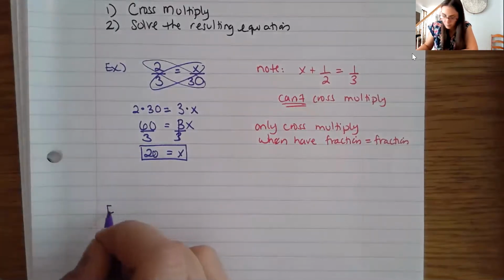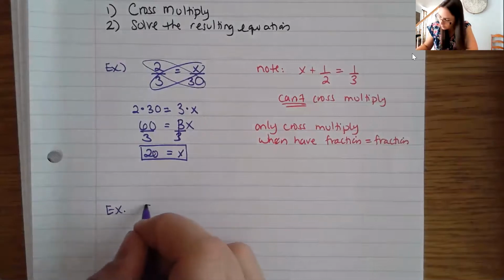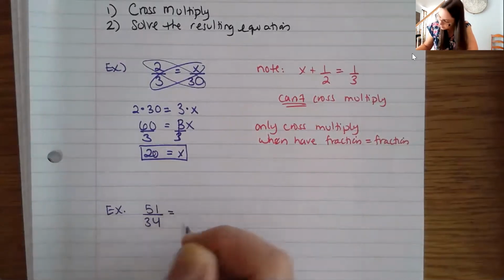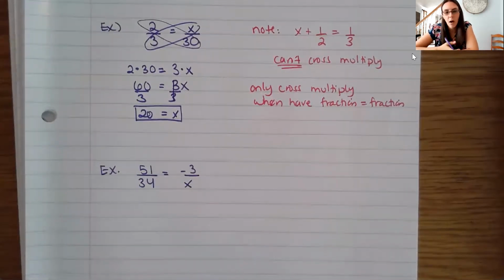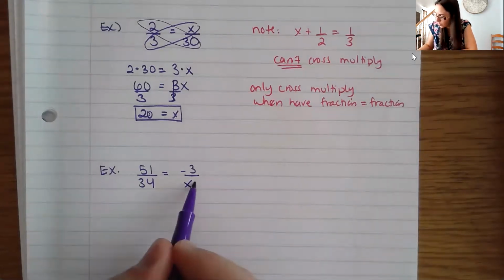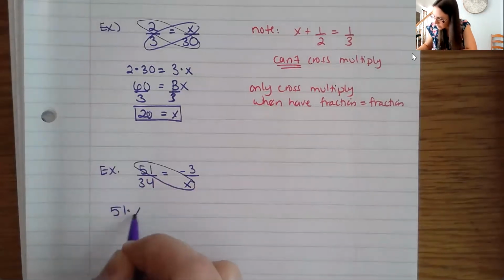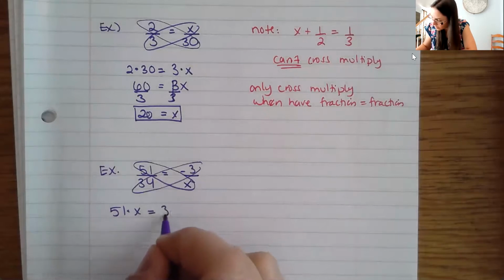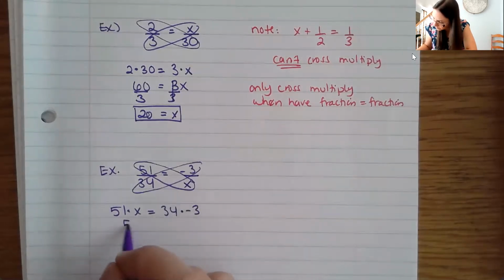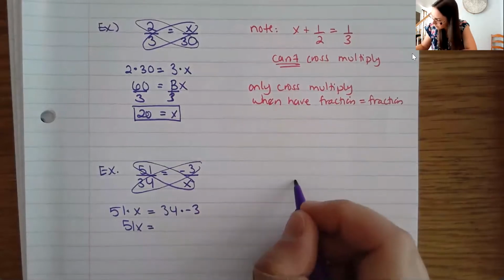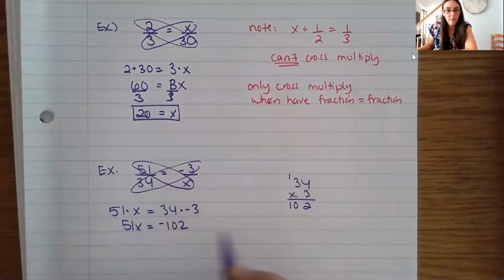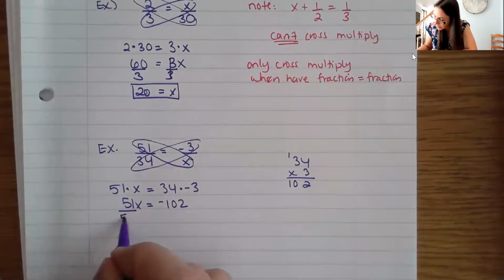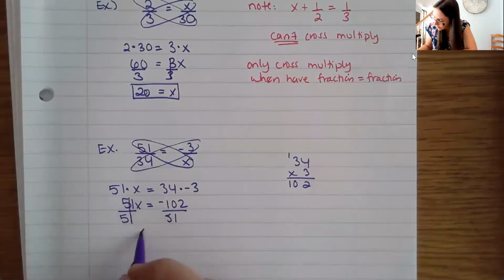Let's do another example. So again, we're going to solve 51/34 equals -3 over x. So it's a little bit harder to go from 51 to 3. I'm not really as sure, so let's use our cross multiplying. So we're going to go this way, 51 times x, and then here, 34 times -3. So I have -102 here. And I'm just going to solve, divide both sides by 51, and we have -2.